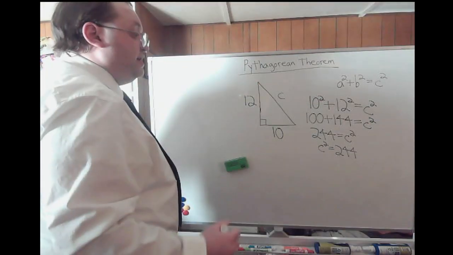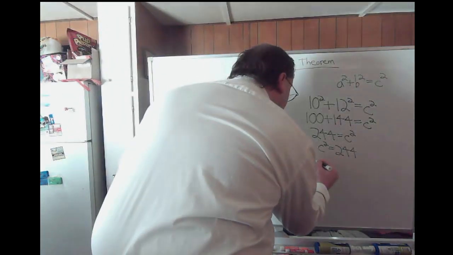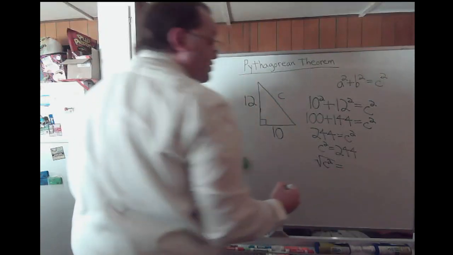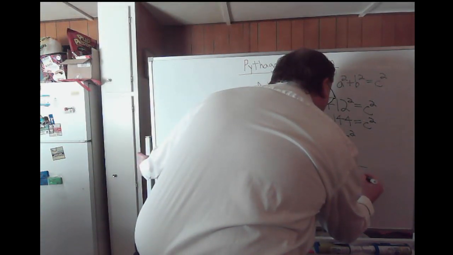Now, of course, we know what C squared is. We want to know what just C is. Again, you would have to take the square root of C squared. But what you do to one side, you got to do to the other. So you would also take the square root of 244.